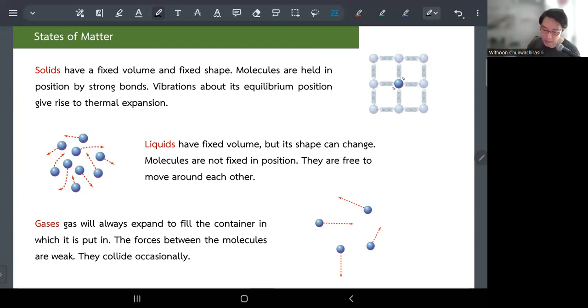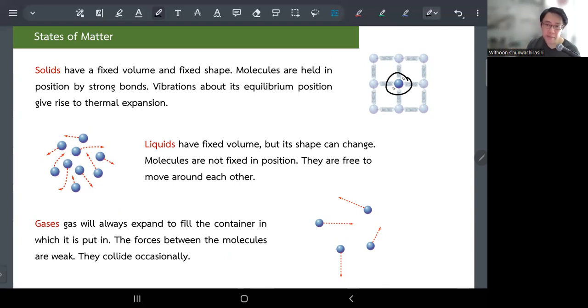In the solid, the molecules or whatever particles build up the solid seem to be held in place. They don't move a lot. Even though they can shake a little bit, they can oscillate a little bit, they don't really move freely. That is the structure of solid substances.